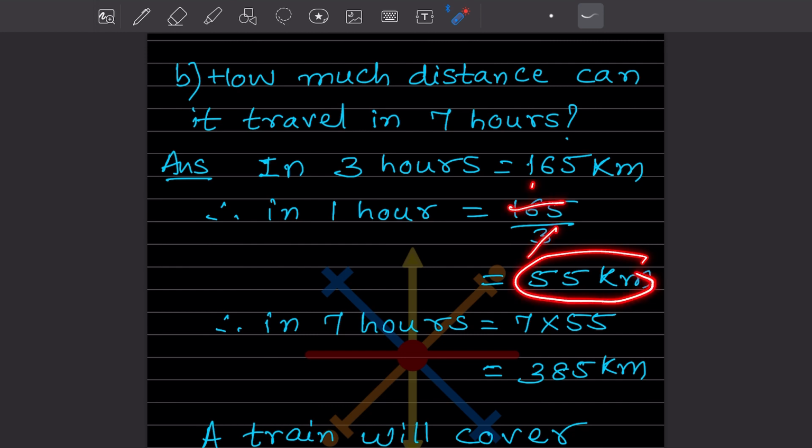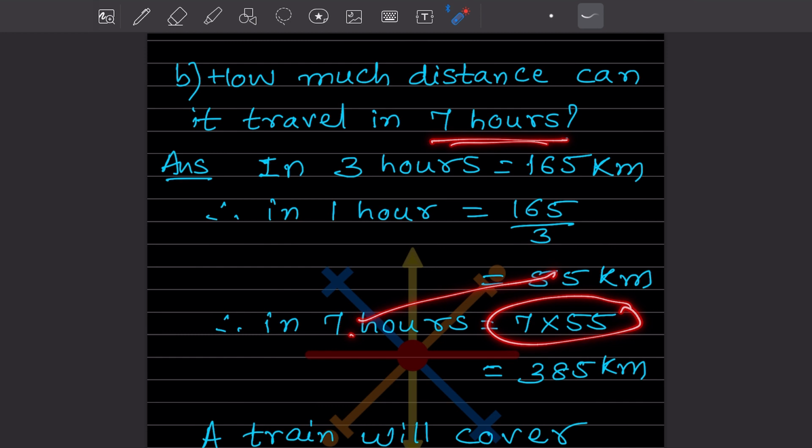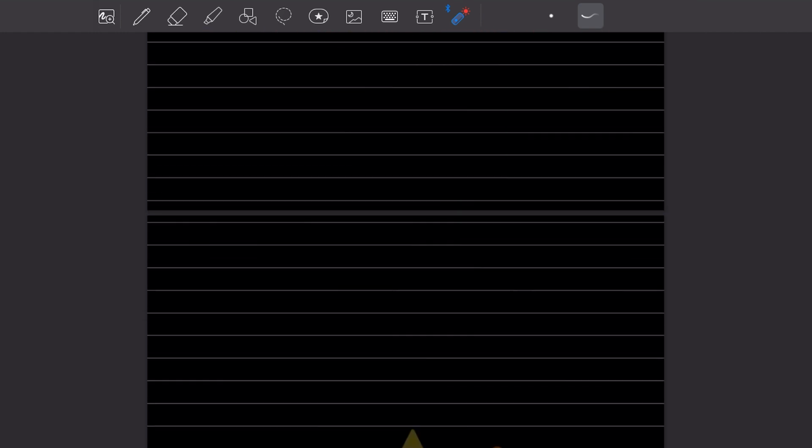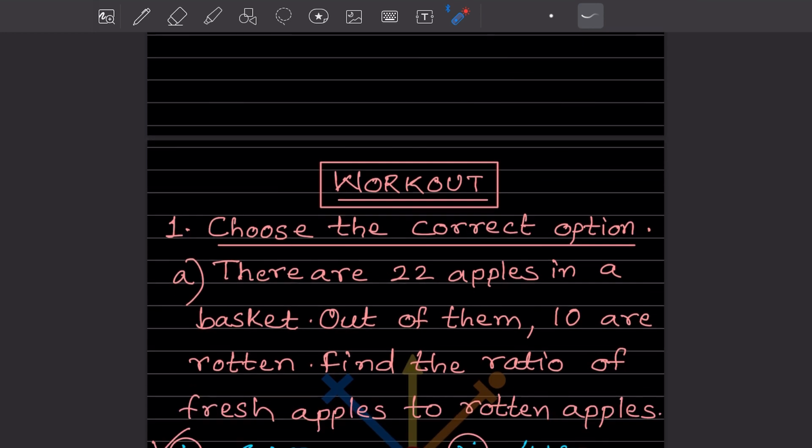When you do this one, 3 5s are 15, and this will be again 5. So we want for 7 hours. So in 7 hours, this should be multiplied. So this is 385 kilometers. So what will we write here? Train will cover 385 kilometers in 7 hours. So the exercise was done for this one.